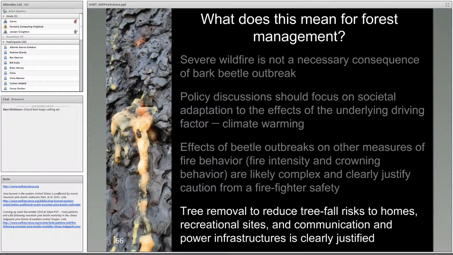If we want to talk about how to actually deal with mountain pine beetle infestation that's present on the landscape, I think that we should probably talk about tree removal to reduce tree fall risks, which clearly can impact people. So removing trees near homes, recreational sites, and communication lines is clearly justified, and that might be a way to start targeting how to deal with massive landscapes that have mountain pine beetle infestation, rather than trying to treat these landscapes for subsequent fire.